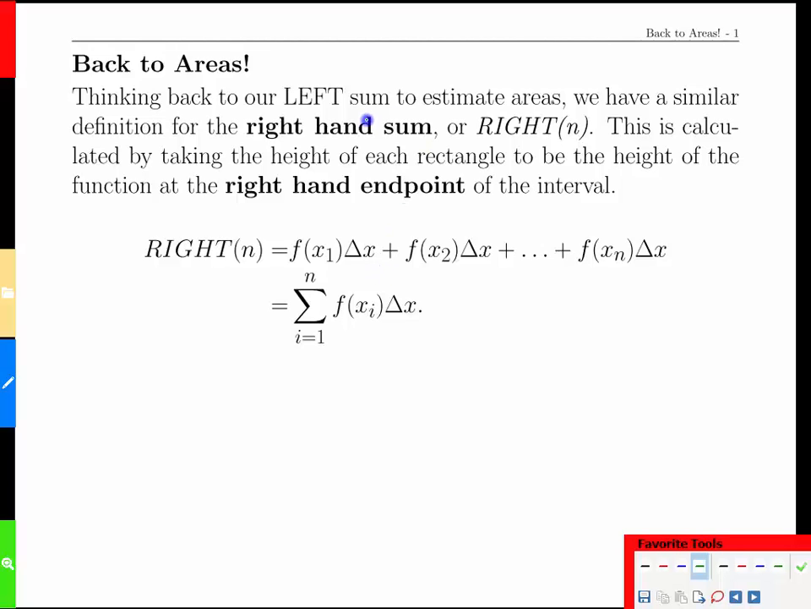We now return back to areas. If we're thinking about our left sum, we also talked a little bit earlier that we could make a right sum as well. What would that look like in terms of formulas though? Our standard start and end points in the x coordinates are x equals a and x equals b. Then we divide that into n rectangles or n subintervals.